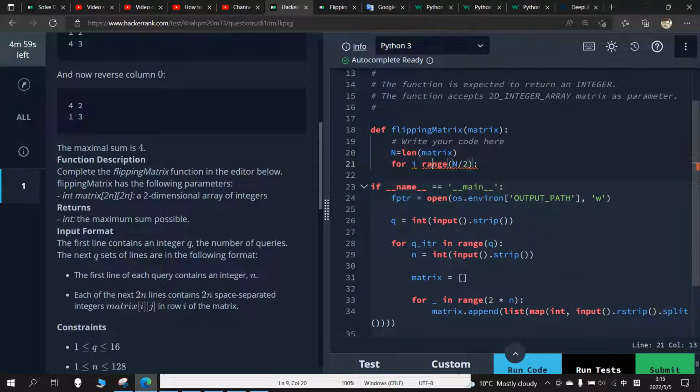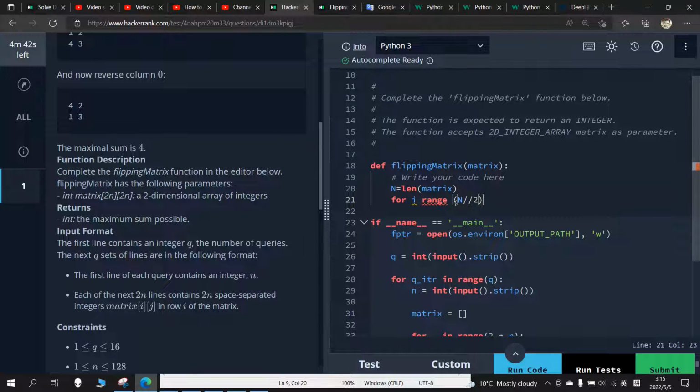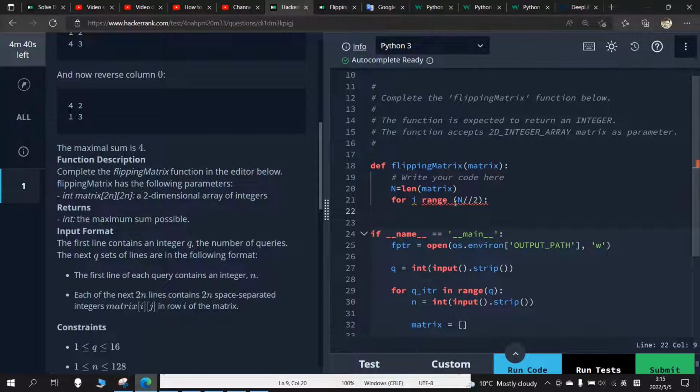N divided by 2. Why does it show an error? Okay, yeah, don't worry, it will go later. Then for j... Yeah, okay, I got it. I forgot to write in range. Yeah, so in range, then divide by 2.